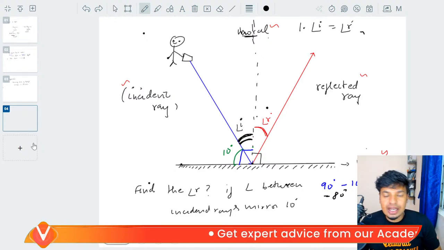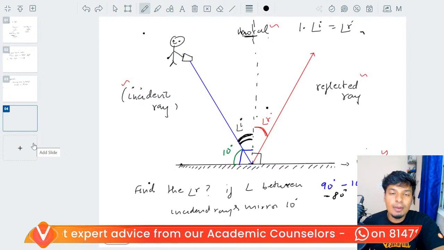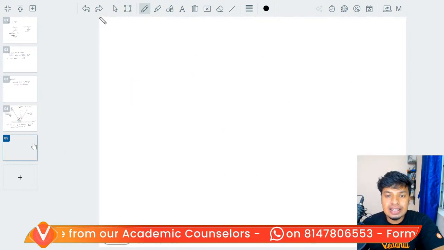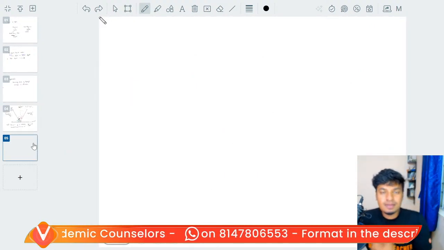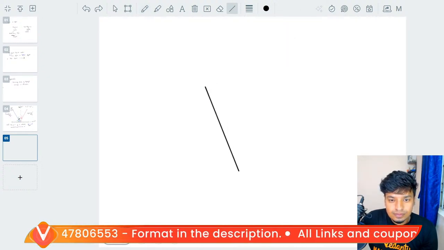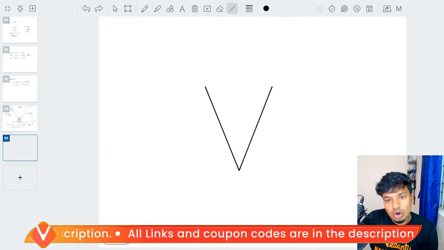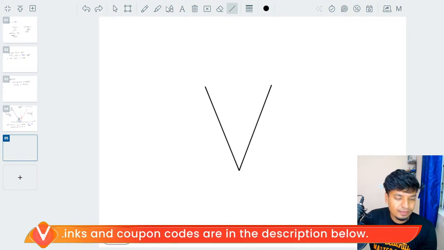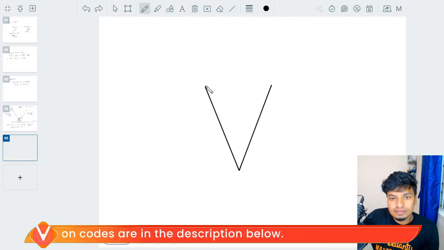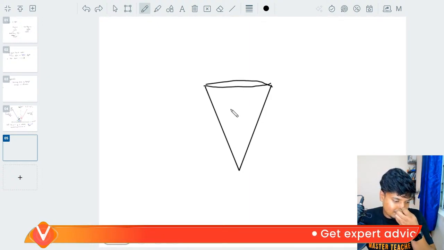Clear? Okay. Second law, I want you all to focus. How many of you guys like ice creams? Do you like ice creams? Cornetto, you guys like Cornetto? Yeah. It looks like this.